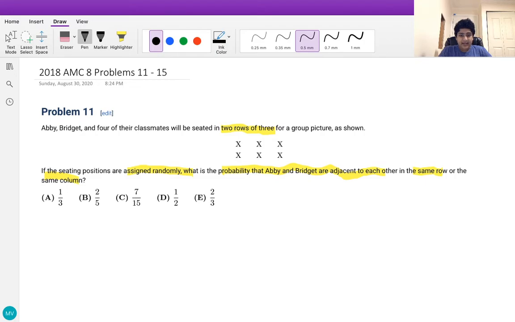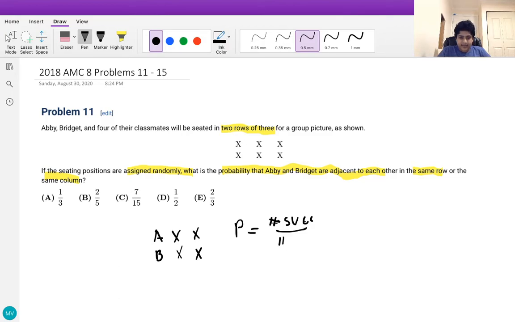We can assume that the other students are identical, and Abby and Bridget are distinct from each other and the other students. So we can label the other students as X's and Abby and Bridget as an A and B. So an orientation would be something that looks like this, where the A and B are Abby and Bridget respectively, and the other 4 are the other students. Now, the probability is just the number of successes over the number of total outcomes.